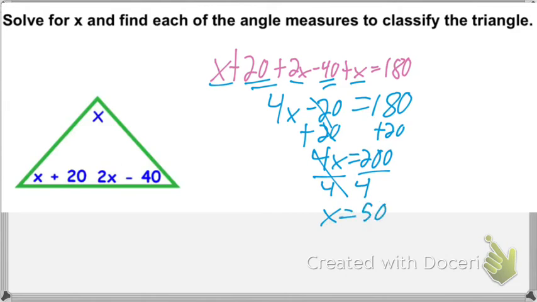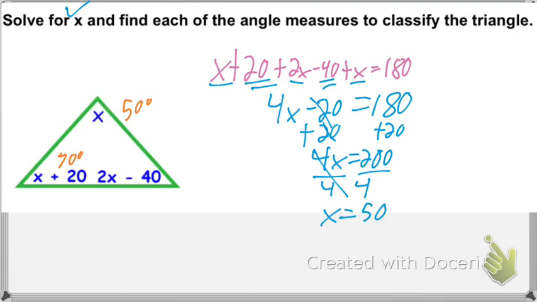So now, we wanted to solve for x. We did that. What else do we want to do? Now we plug it in, to find each of the angle measures. So we know this one angle measure is 50 degrees. What would another angle measure be? The bottom left would be 70. 50 plus 20 is 70.